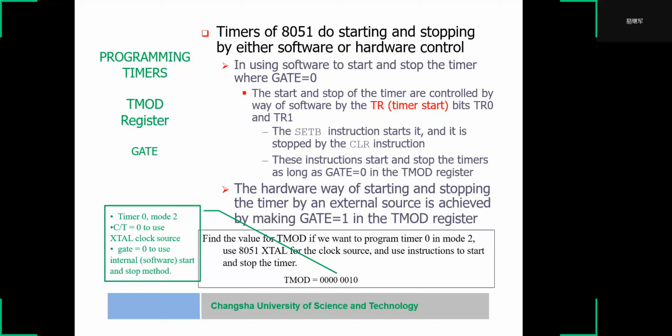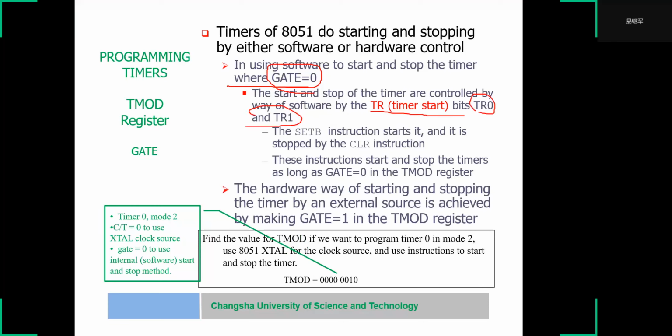The timer of the 8051 can be started and stopped by either software or hardware control. In using software to start and stop the timer, when GATE is equal to zero, the start and stop of the timer are controlled by software, by TR0 and TR1.